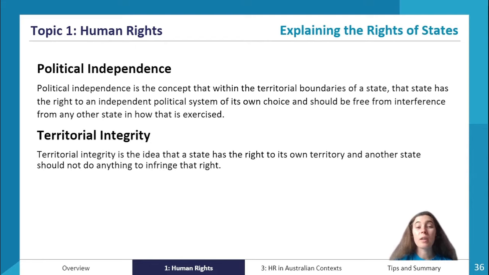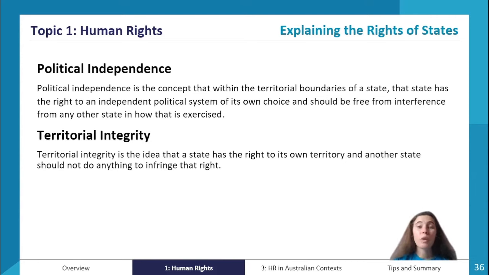Another right is political independence. This is the concept that within the territorial boundaries of a state, so that same idea of the territory, so again, you can think of the borders of Australia. Within that territory, the state has the right to an independent political system of its own choice, and it should be free from interference from any other state in how that is exercised.